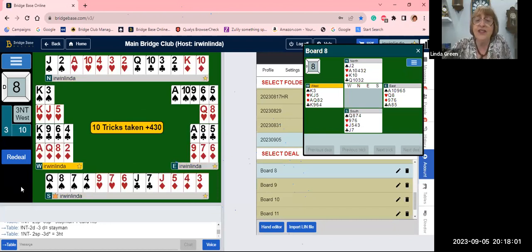Are there any questions on this hand? Long suits bring in tricks. That 10 and 9 are very important cards. Any questions? Somebody wanted me to do hand number 8.